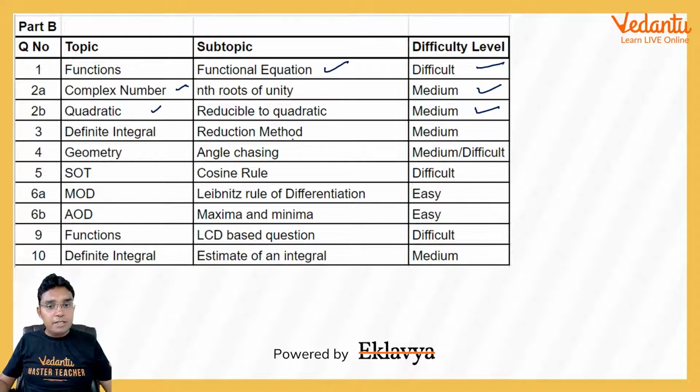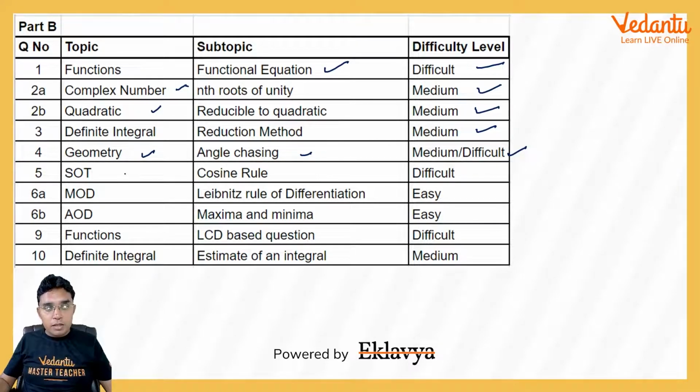Then definite integration. This is a medium level question because it is directly based on Wallis's formula. So if you know that proof, I think this can be considered easy also. Otherwise it is medium. Then that geometry question, it is not that easy, I will say. During exam pressure, you can call this difficult also. It all depends how good your geometry is. So medium to difficult, I will rate this.